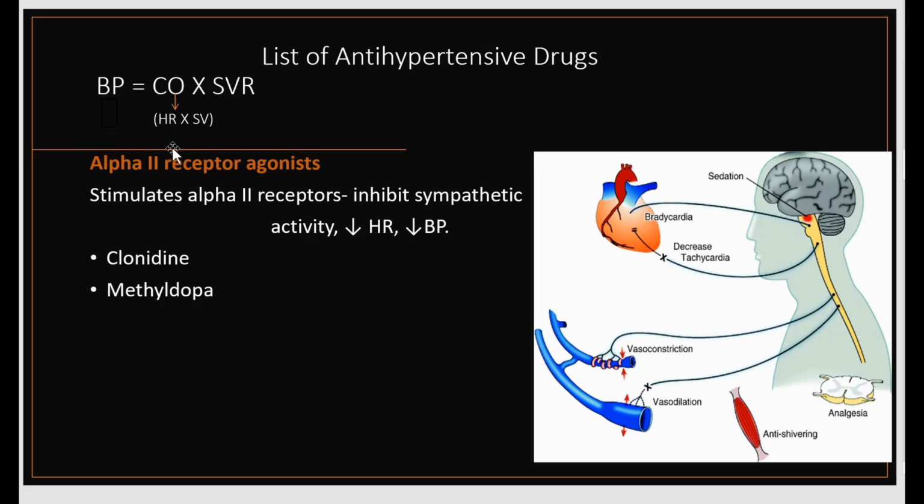So again, there are different types of alpha receptors, alpha 1 and alpha 2. Alpha 1 increases the blood pressure, whereas alpha 2 inhibits sympathetic activity. The alpha 2 receptors are found in the central nervous system. It decreases the sympathetic activity. So when you're activating alpha 2 receptors, it inhibits sympathetic activity. As a result, heart rate drops and the blood pressure drops. And examples are clonidine and methyldopa.